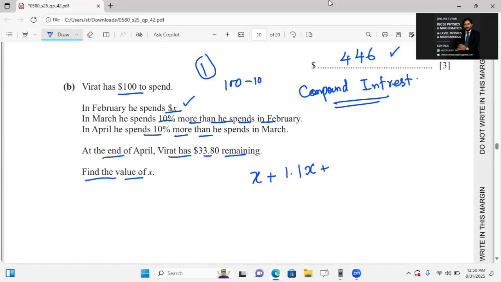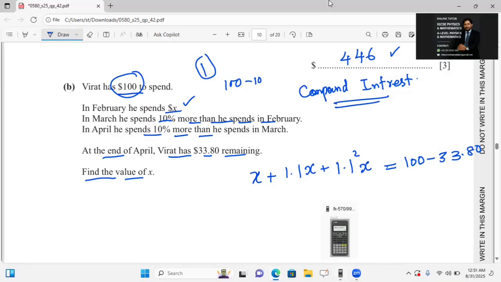Now he is saying he is spending 10% more. According to compound interest, it will be 1.1 square with the X. So the original amount which he has spent all together is taken as 100 minus 33. 100 was total and 33 is pending, 0.80. So I will have to calculate X here, and see how much value it gives me.